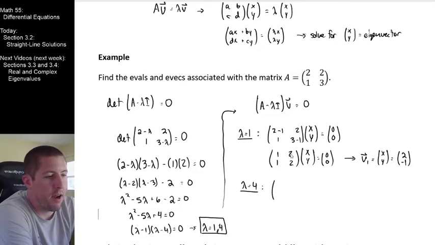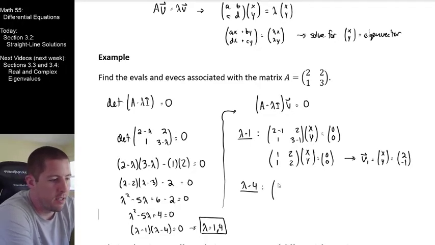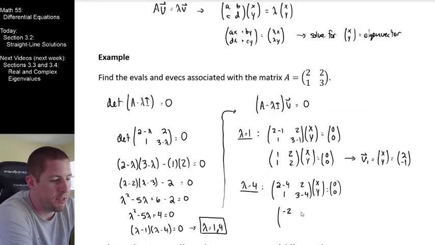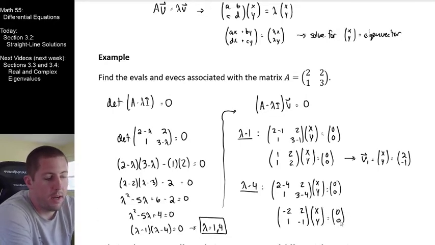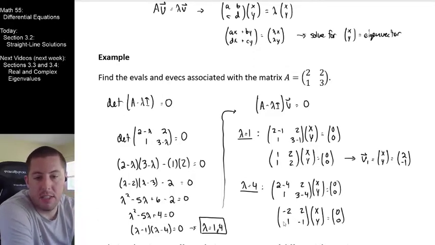In this case right here, I'm going to do my A minus lambda I. So I'm just mimicking our structure right here. So I'm going to get a 2 minus 4, a 2, a 1, and a 3 minus 4. I'm going to simplify a little bit, and I'm going to see that this is leading me to -2, 2, and 1, -1, x, y equals 0, 0.